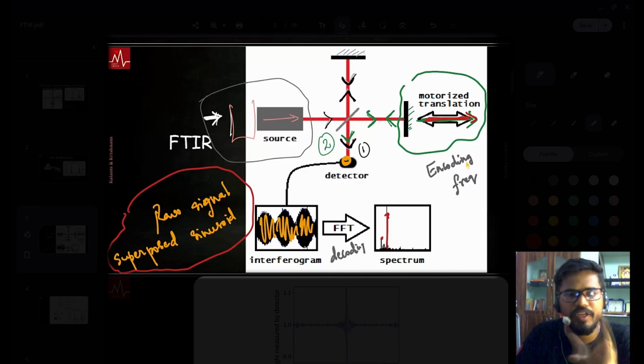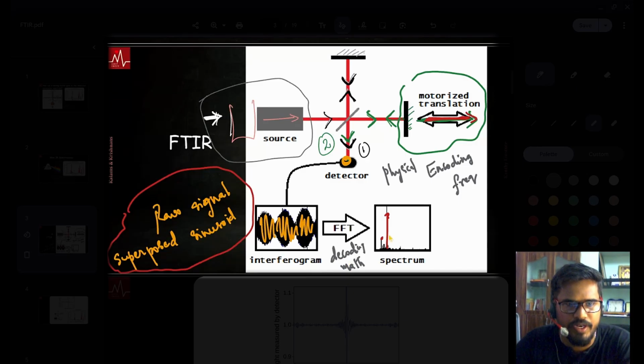And this encoding roughly happens here physically. This is physical encoding. Through a physical process, moving the mirror, you encode the frequencies. This is mathematical. Decoding is mathematical. Just do a Fourier transform of that, you get the spectrum. It's a very interesting combination. And the crux really boils down to, why does a raw signal behave like superposed sinusoids, in very, very simple terms.